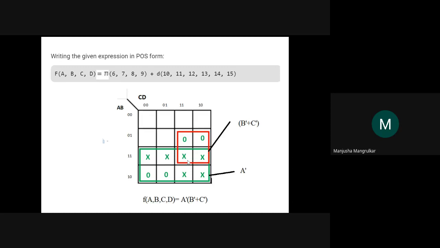Right? Now see that these two 0s can pair with these 4, right? And these two 0s also pair with these 4.